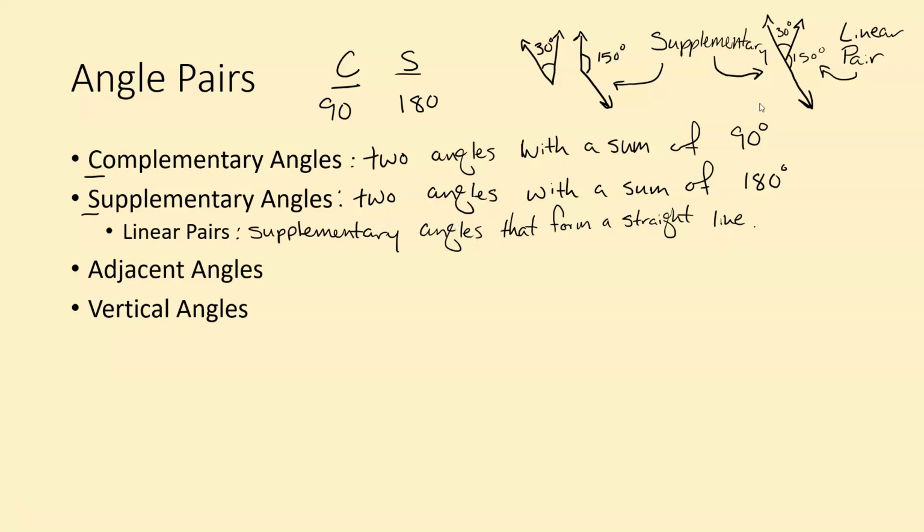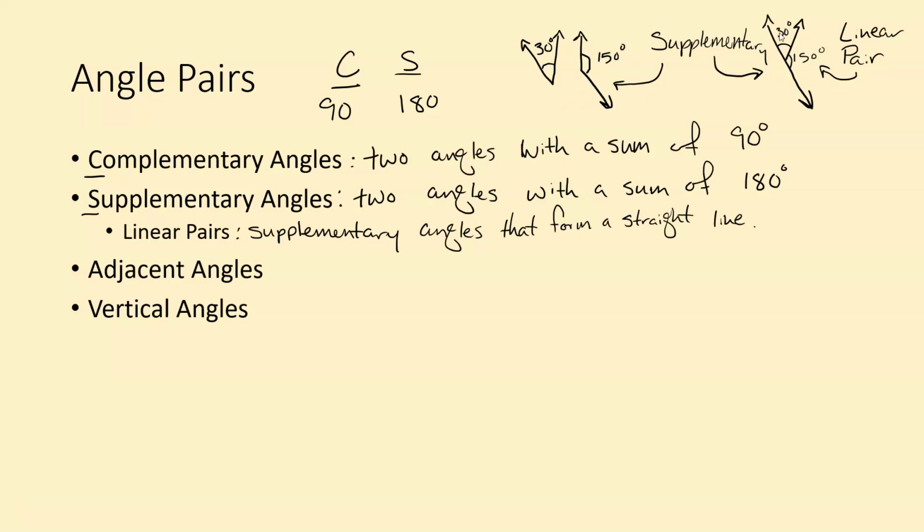So I drew a picture up here. So this example over here, we have this angle is 30 degrees, this angle is 150 degrees. Those two angles are supplementary, but they are not linear pairs because they do not form a straight line at all.